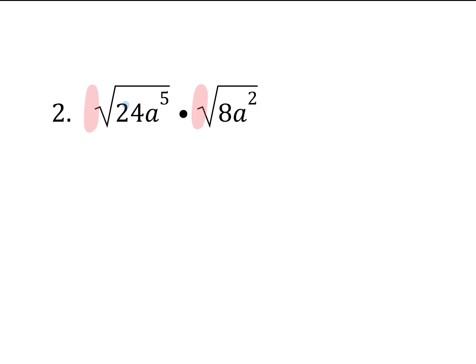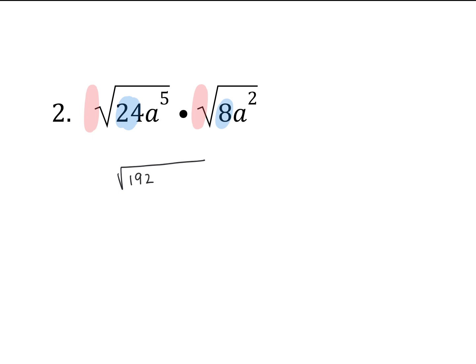And now I'm going to do my numbers. So I have 24 and I have an 8. So underneath my radical, I'm going to take 24 and I have to multiply it by 8. And that gives me 192. So 192 is my number.